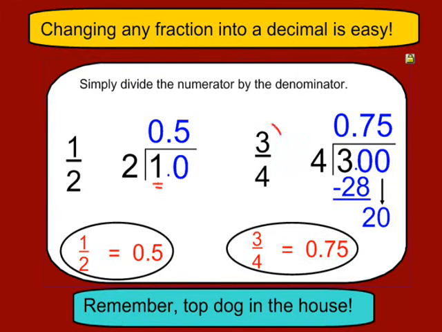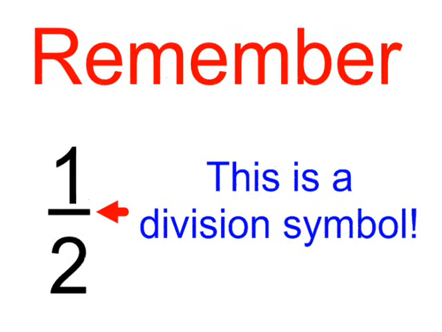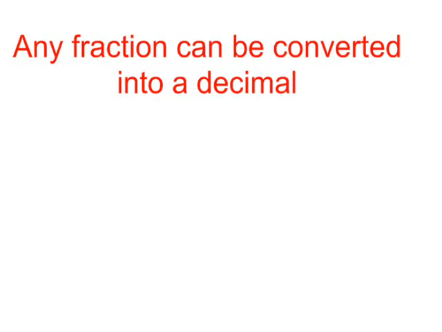If you wanted to change 3/4 into a decimal, you just put the top dog in the house, divide it by 4, and then 3/4 as a decimal is 0.75. Now you can do this with any fraction. It doesn't matter what it is. If you wanted to change 18/31 into a decimal, you would do 18 divided by 31.